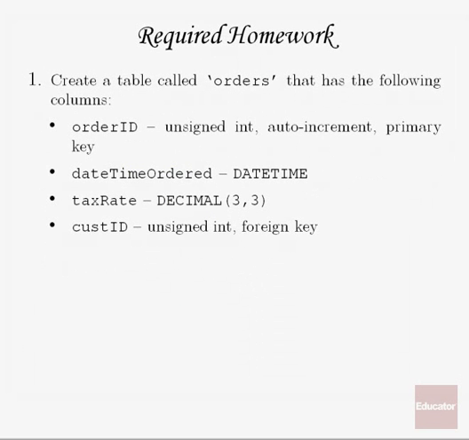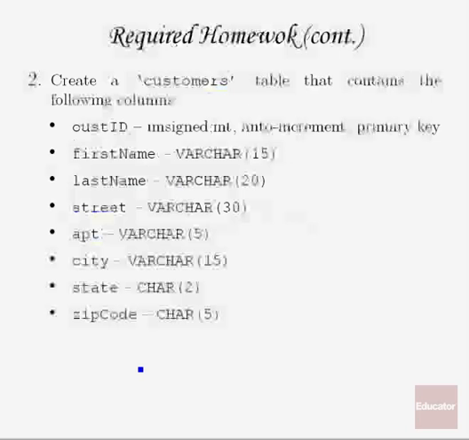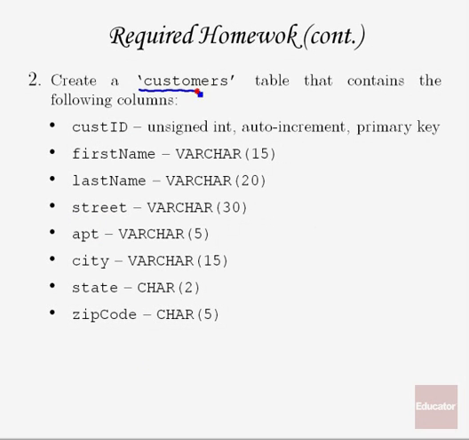So for the required homework, I'm going to have you create the 3 tables that we need, the ones that we learned about this lesson. I'm going to create a table called orders, just like we did here. It's going to have 4 columns: order ID, date, time ordered, tax rate, and customer ID, which is a foreign key that's going to point to a row in our customers table, so we can have multiple customers linked to multiple orders.